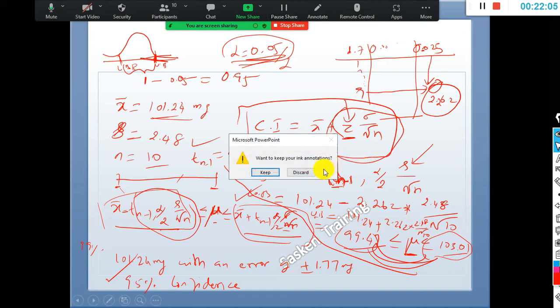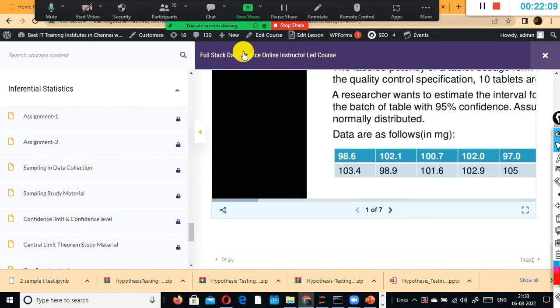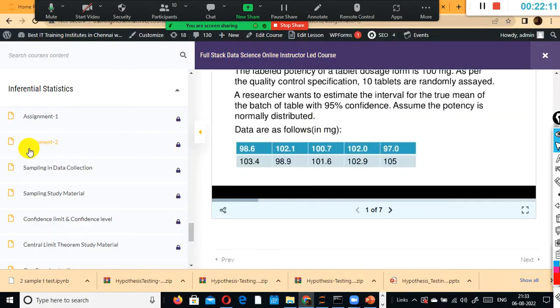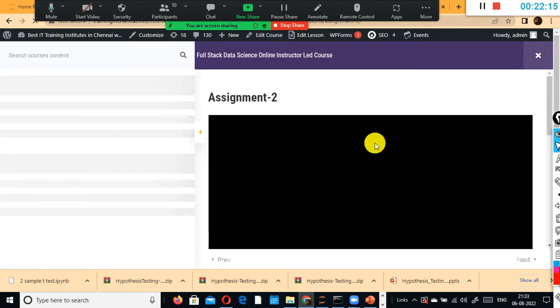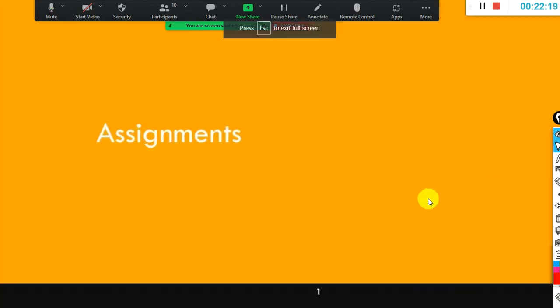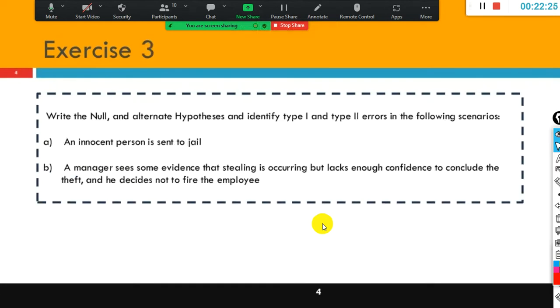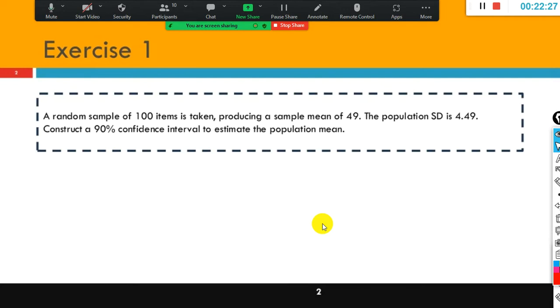So with this, you try the other assignments, and then you can come back with your answers. Next I will jump into the second assignment. Here you have six questions. This is a very interesting one. Exercise 3. So what is type 1 error and type 2 error? How many of you remember type 1 error and type 2 error?